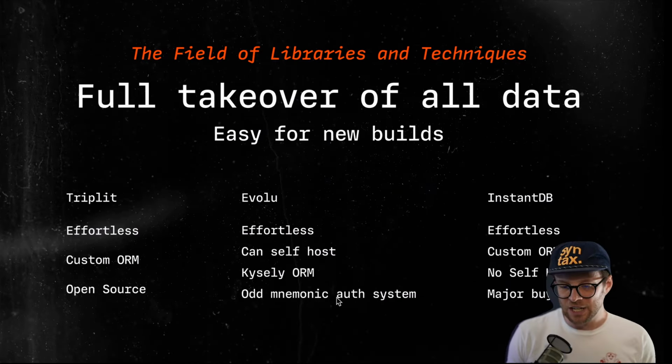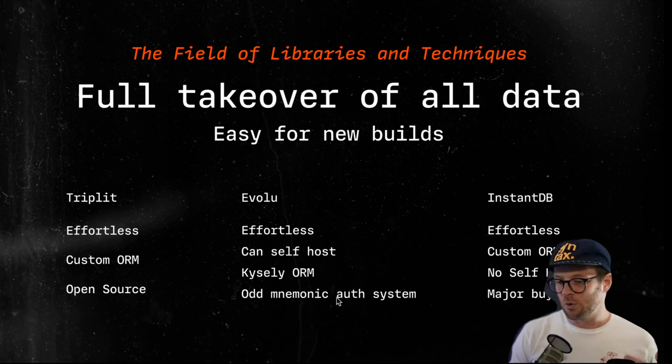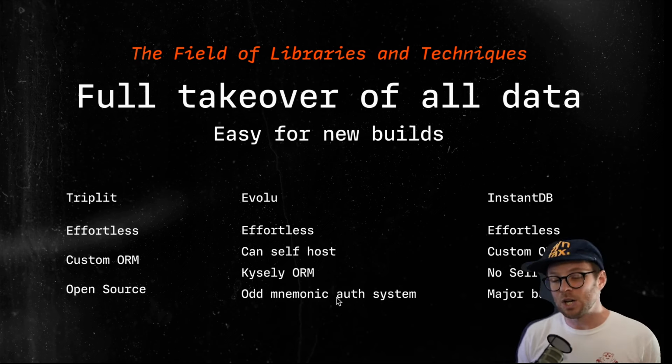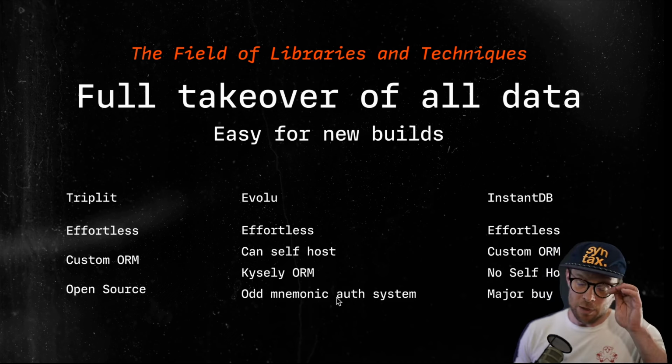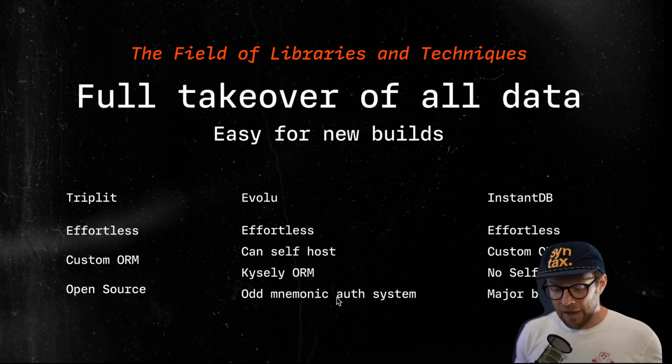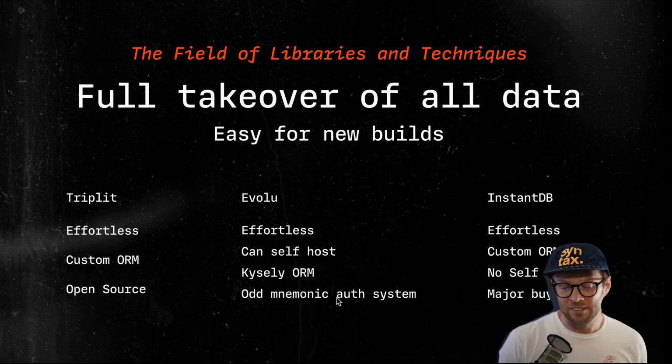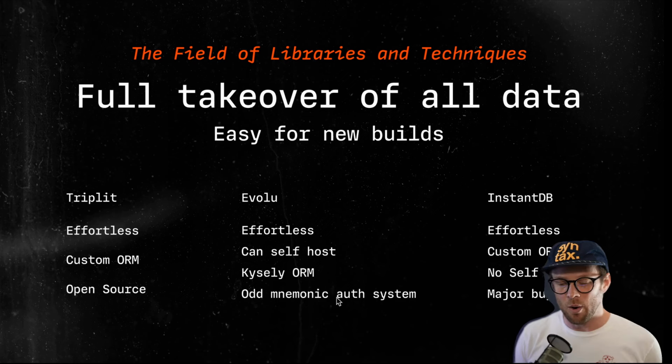There's also these full takeover ones where it's TriplIt, Evolu, InstantDB. These ones require much higher levels of buy-in. TriplIt is effortless. It's a custom ORM. It's open source. You can check it out. It's fairly new. And I want to say a lot of these are fairly new, so there possibly be dragons, right? Evolu is effortless. You can self-host it. It uses Kysely as an ORM, so it's not like you have to learn a new ORM if you know Kysely.